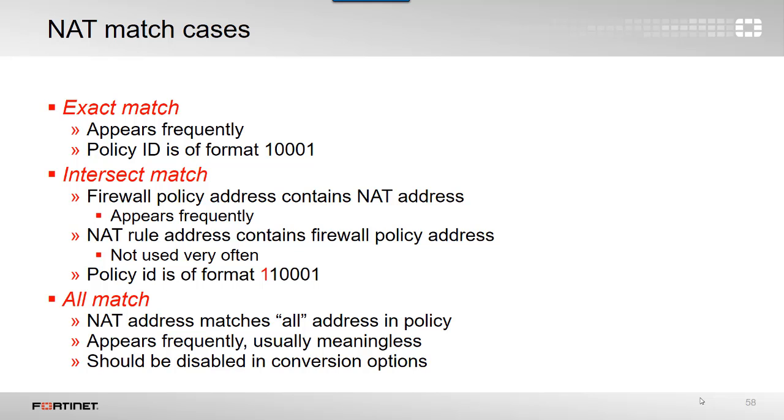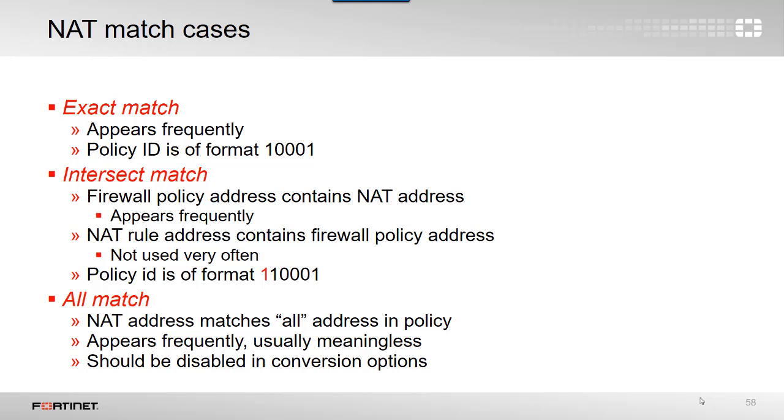Another potential one is that the NAT rule address contains a firewall policy address. So usually it's the other way around. The firewall policy matches more, and the NAT rule is quite specific. But it could be the other way around, that the NAT rule is containing firewall policy addresses. So it's a NAT rule that's matching maybe multiple firewall policies.